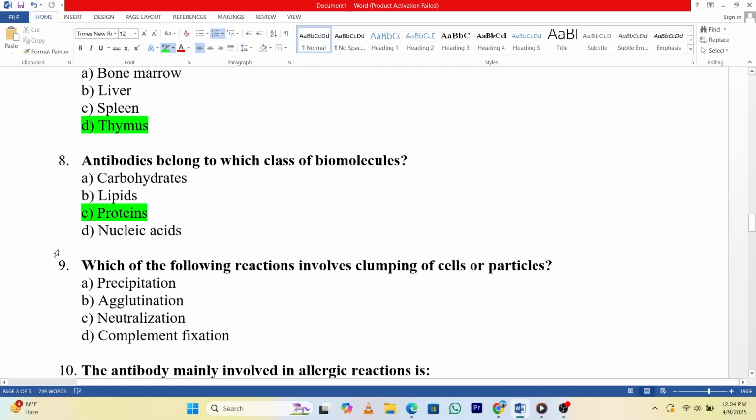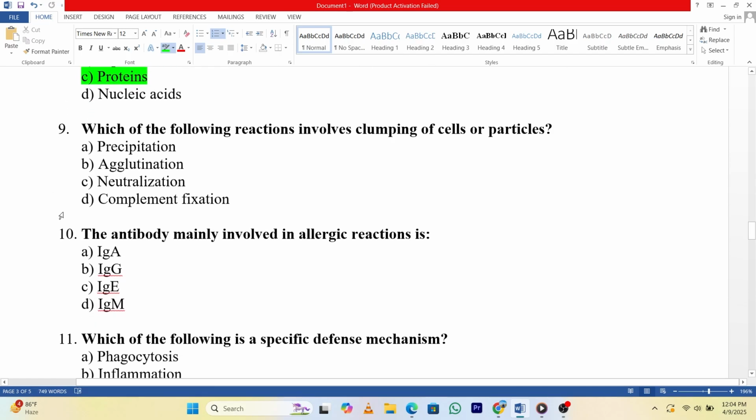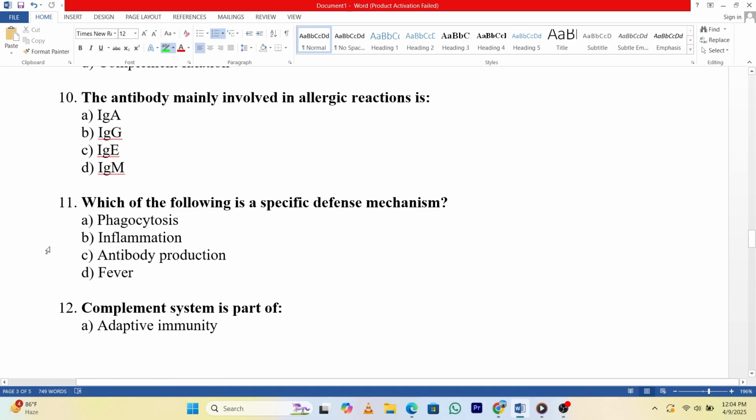9. Which of the following reactions involves clumping of cells or particles? A. Precipitation. B. Agglutination. C. Neutralization. D. Complement fixation. Answer B. 10. The antibody mainly involved in allergic reactions is: A. IgA. B. IgG. C. IgE. D. IgM. Answer C. IgE.